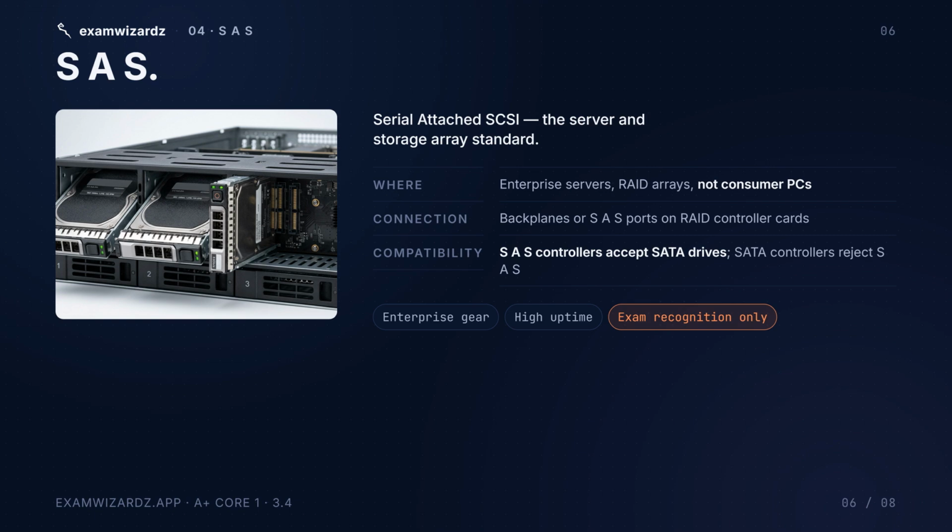Here's the compatibility rule that shows up on test questions. SAS controllers can usually handle SATA drives in a mixed array, but SATA controllers cannot run SAS drives. That asymmetry is a favorite exam trap, so remember the direction: SAS gear is backward compatible with SATA, but not the other way around.